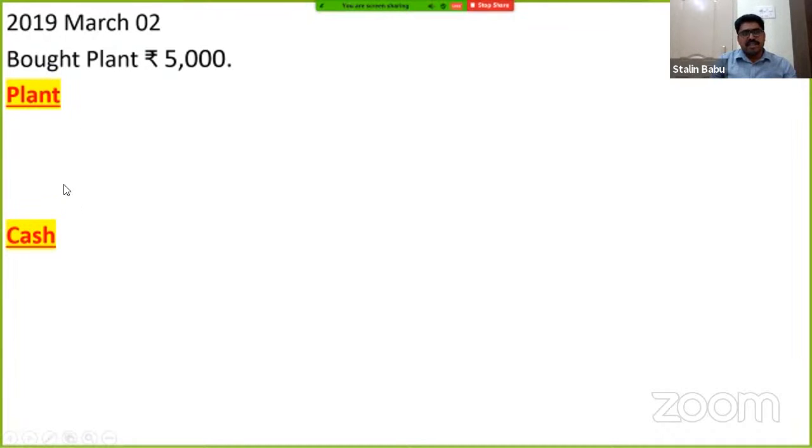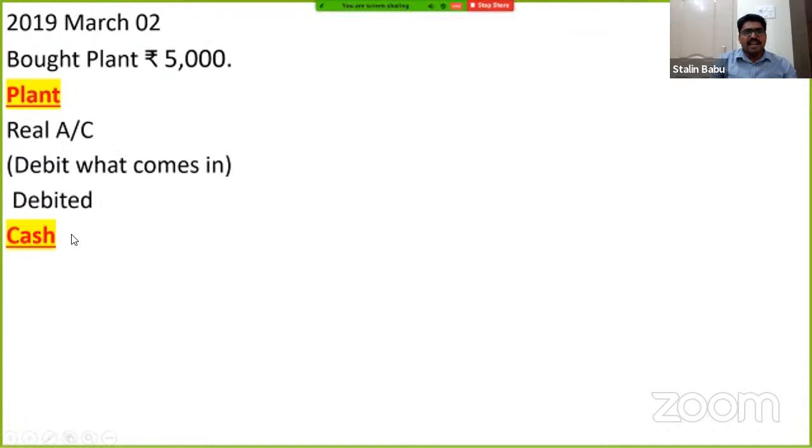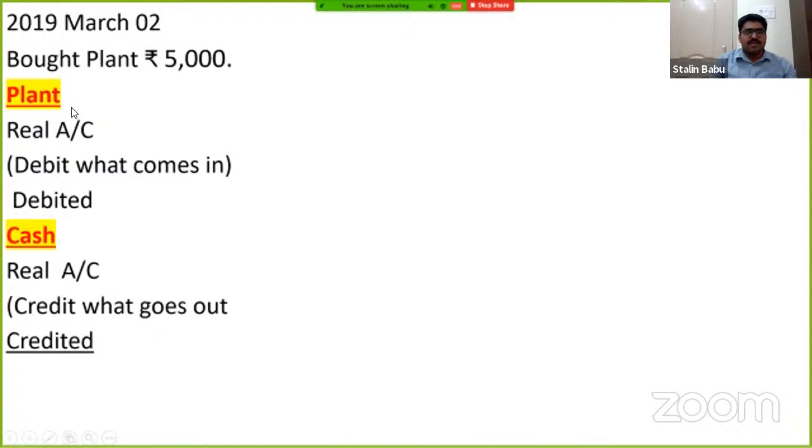What is the principle of real account? Debit what comes in, credit what goes out. Here plant is coming into the business, cash is going out of the business. So plant account is debited and cash account is credited. What is the entry? Plant account debit to cash account.